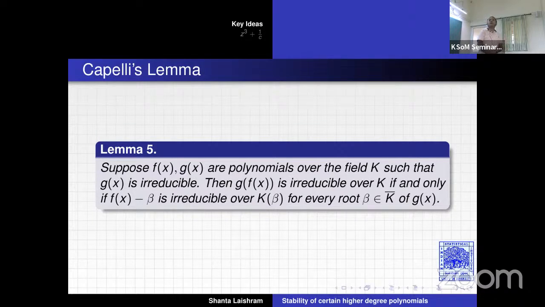So another important ingredient which we require is this Capelli's lemma, which is also quite nice and interesting in the sense that if you start with two polynomials f(x) and g(x), where g(x) is irreducible, then you want to say whether g(f(x)) is irreducible. So it says it's irreducible over K if and only if for every root beta of g(x), f(x) minus beta is irreducible over K(beta), then g(f(x)) is irreducible. So when we look at the iterates, we have to use this Capelli's lemma.